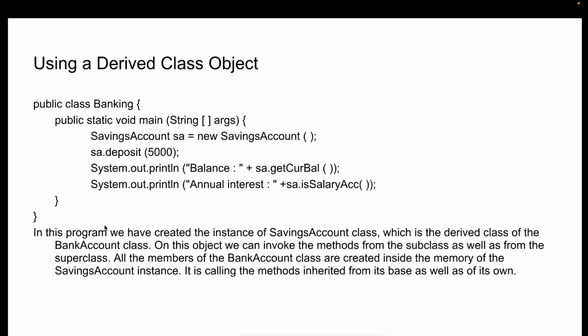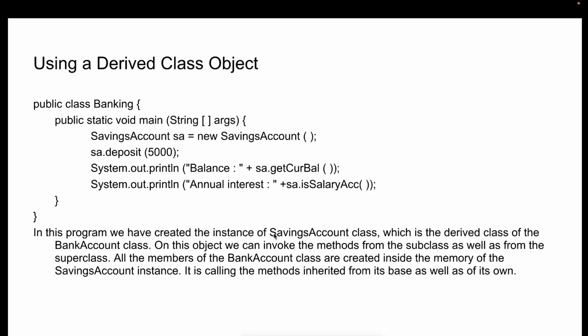See, in this program we have created the instance of savings account, which is the derived class. Derived class is also called child class. Sometimes I might say derived class, and by that I mean child class. Sometimes I would say super class, and super class and parent class are the same. Derived class and child class are the same. So don't get confused between the terminologies.